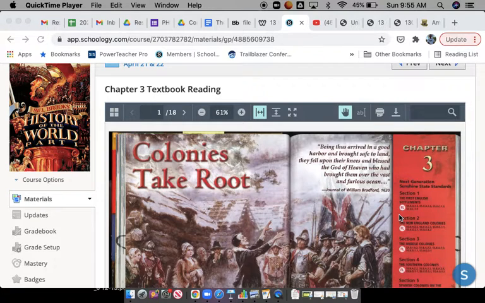Your assignment then, after you've done the reading notes and the quiz, is to read 3.2, so read the next section about the New England colonies, and also work on your debate. We'll be doing the debate for your explorers on Friday.